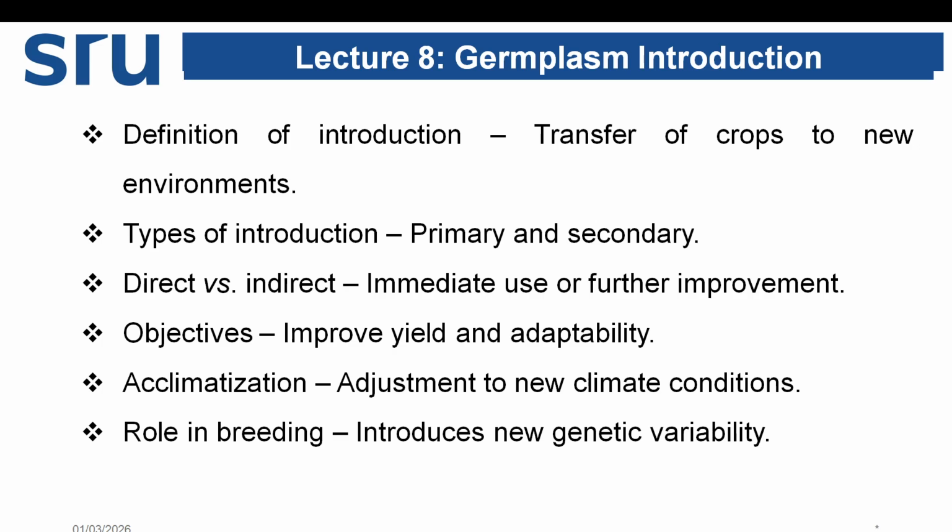Then next we will see acclimatization. What is the meaning of acclimatization? Acclimatization means adjustment to the new climatic condition. First, introduction means transfer of new crops to a totally new environment. And adjustment to that new climatic condition is called acclimatization. And at last we will see the role of introduction and acclimatization in plant breeding.